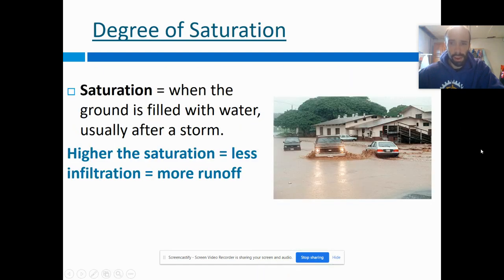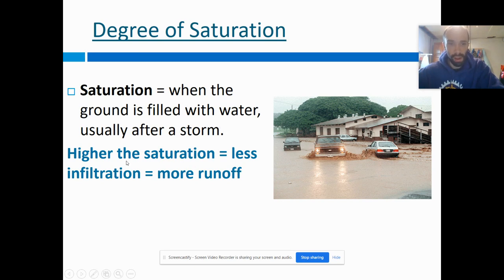Now, degree of saturation is also important. If the ground is already filled up with water, then you can't get any more water into the ground. And that's when we have our worst flooding. So in my backyard, there's a bit of a puddle out there that my kids were playing with yesterday. I'll show you pictures. That's because the ground was completely saturated. No more water could fill in the soil gaps, and therefore water just sat or sits on top of the surface.